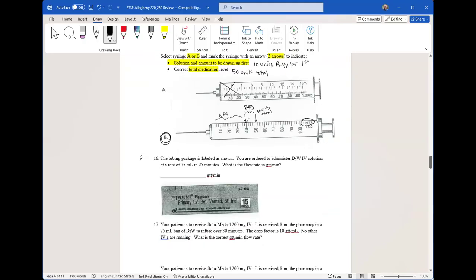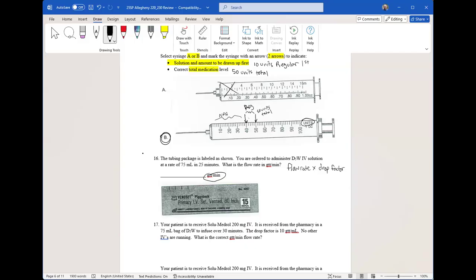Number 16, as a reminder for a refresher, since it's been a semester, in order to do this, it's just taking the flow rate times the drop factor. And that will give you your drop rate. And your drop rate should be in drops per minute. So if your flow rate's already in per minute, leave it alone. Do not convert that to hours.